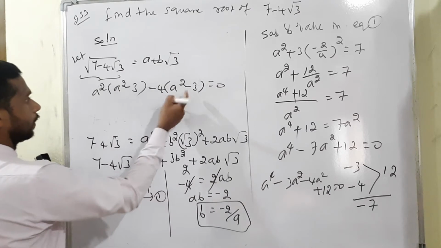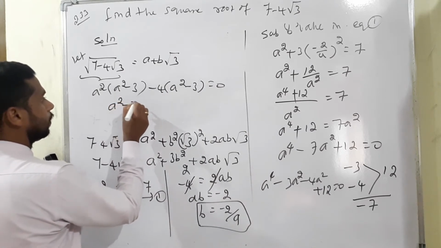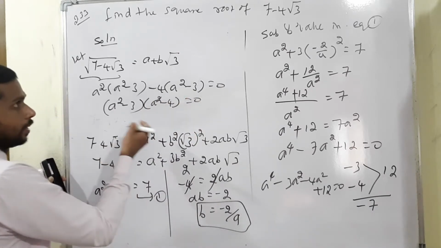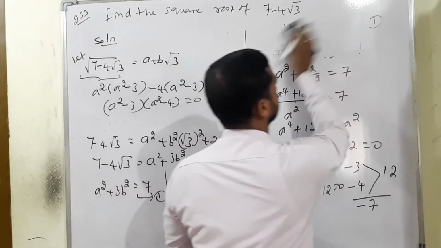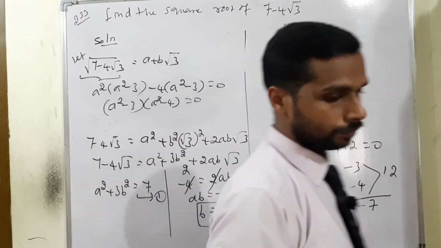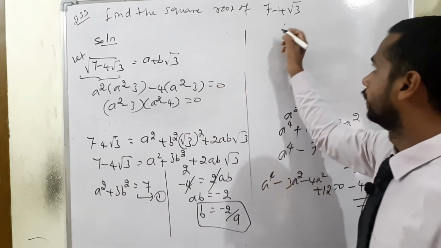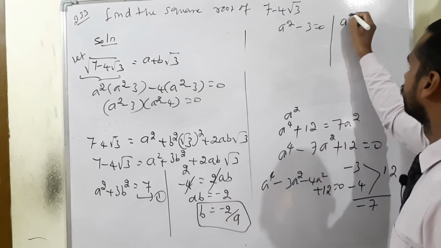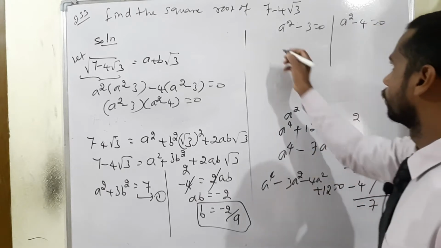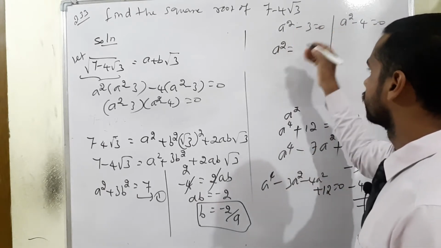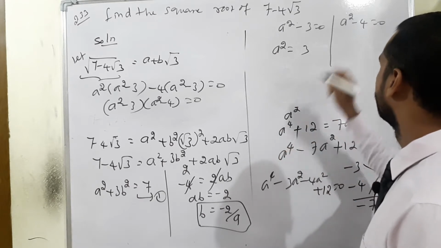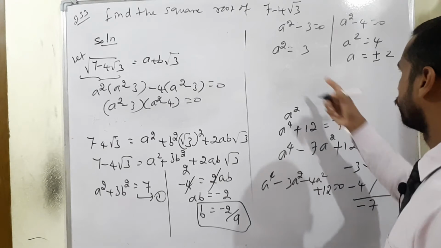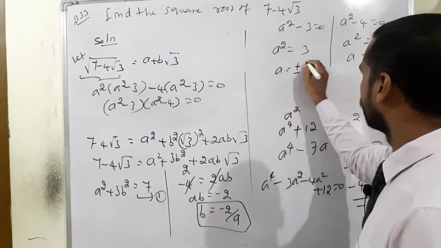Now the common factor is a square minus 3, and the other factor is a square minus 4, equal to 0. Each factor is equal to 0, so a square minus 3 is equal to 0 and a square minus 4 is equal to 0. So a square is equal to 3, and a square is equal to 4, which means a is equal to plus or minus 2. From the first, a is equal to plus or minus root 3.